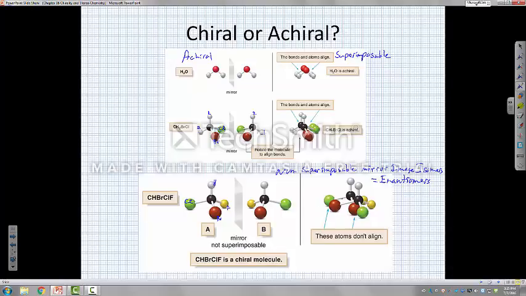Big deal. They're pretty much the same thing. I mean, is that really going to make that big of a difference? Well, you'd be surprised. And then you'll see when we get into carbohydrates why this is such a big deal.